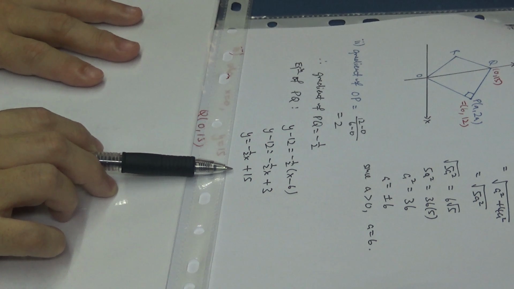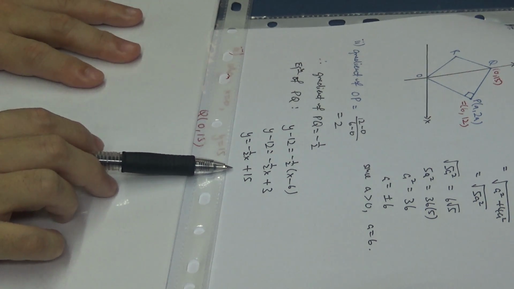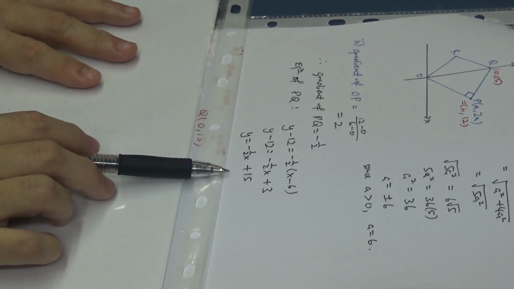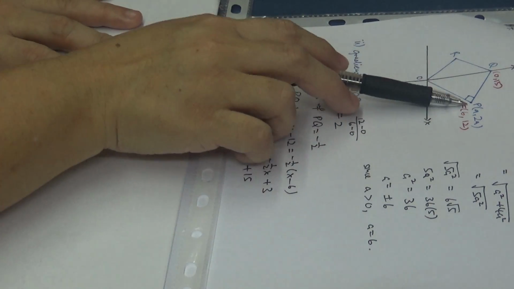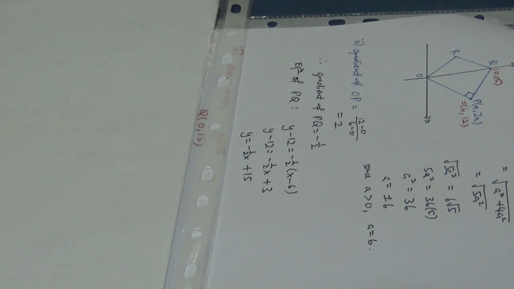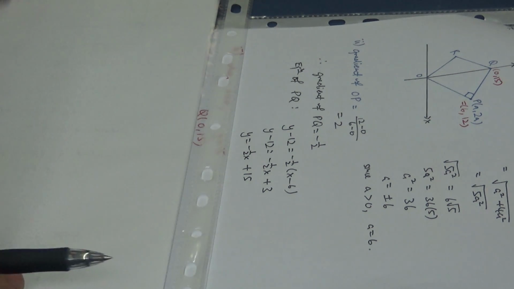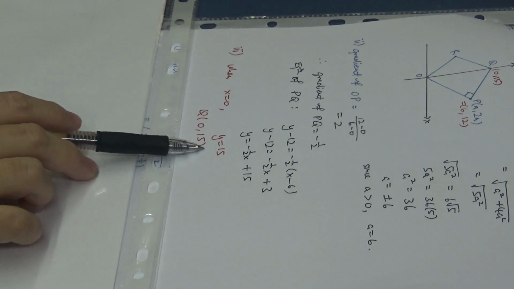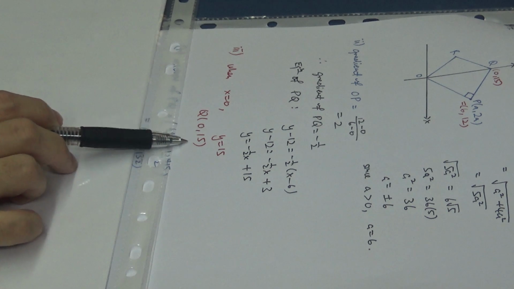Okay, next, the coordinates of Q. Now, the coordinates of Q is here. Can you see that on PQ, when x is 0, I will get the coordinates of Q. So I will substitute in. When x is 0, y is 15, so coordinates of Q is (0, 15).